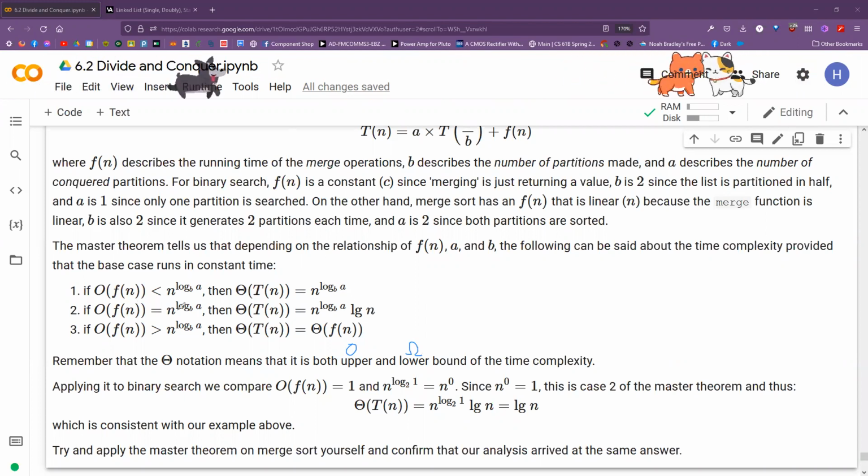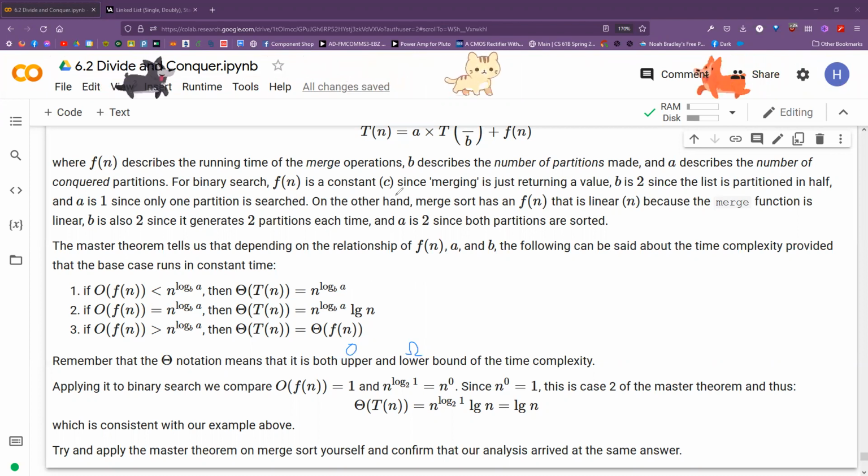So, ayan. If f of n is equal to n to the log b of a, so if yung complexity ng f of n equal siya sa n to the log b of a, then our theta of T of n is n to the log base b of a times log n. Then if f of n is bigger or is of higher complexity than n to the log b of a, then yung time complexity is yung time complexity ng merge or ng f of n.